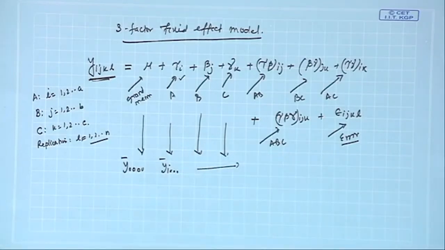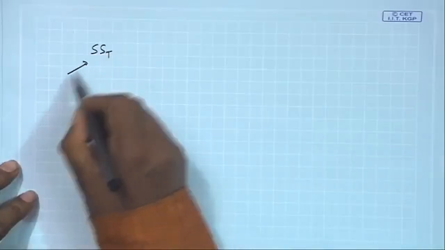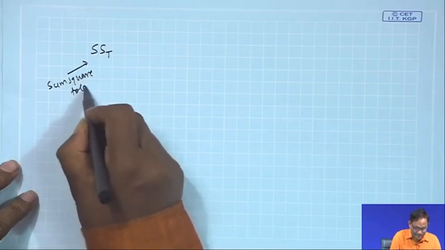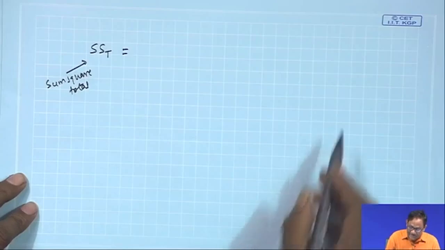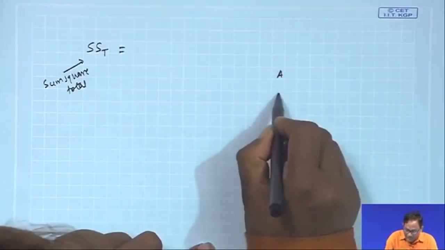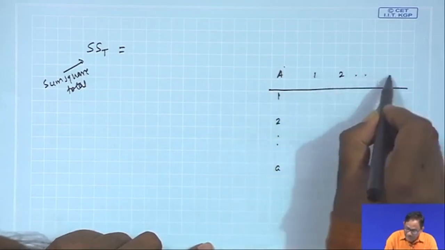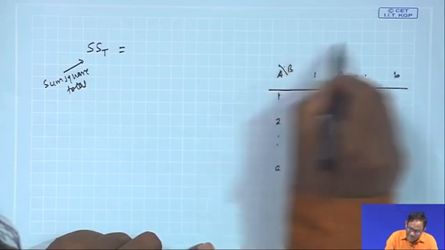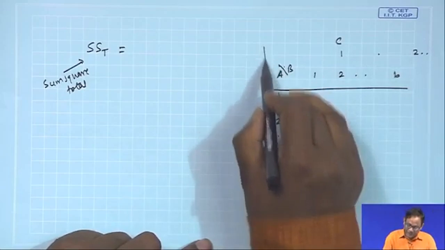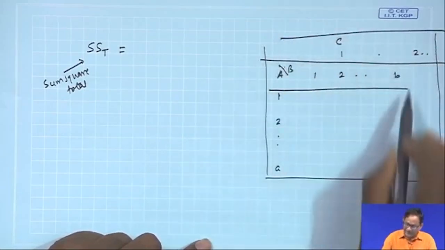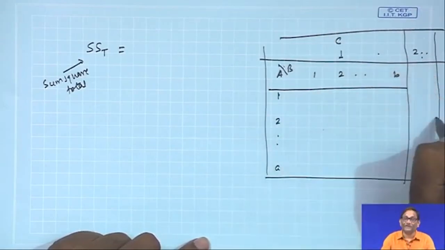Now suppose you want to calculate SST, that is the sum of squares total. What do we know here? If you see the data matrix, A will be, suppose, 1, 2, like A levels. Then B will be 1, 2, B levels, and there will be another factor C, which will also have 1, 2 levels. So your data matrix will have, for every C, every A and B level combination; similarly for C equal to 2, the same thing will be repeated.